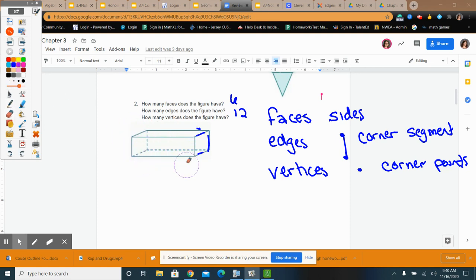How many little corner points are there? 1, 2, there's 4 on the top, and there's 4 on the bottom. So that gives you 8 little corner pieces there.